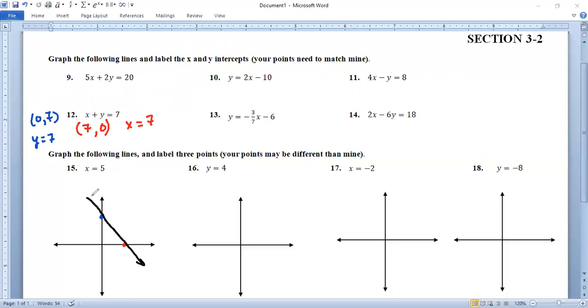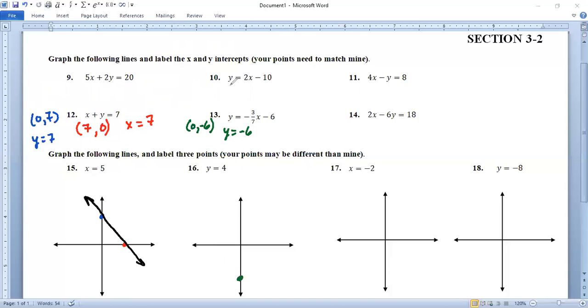There we go. That wasn't so bad. And that's the line for number 12. Okay, now let's do number 13. We stick in 0 for x, and we get y equals negative 3/7 times 0 is gone, minus 6. Y equals negative 6. 0, negative 6. That's a nice one right there.